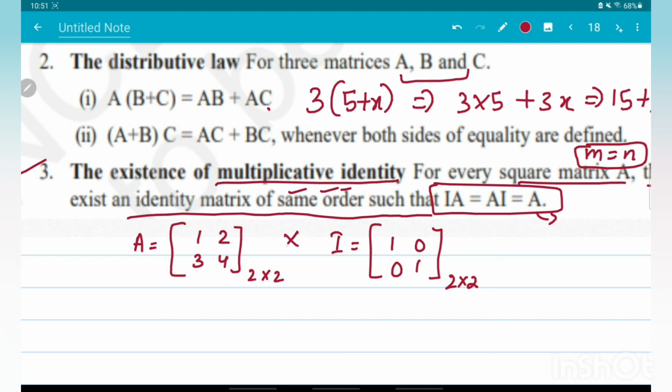Now when I multiply A cross I, or when I do I cross A, the final result will be the matrix A itself. That is what they wanted to say in this multiplicative identity. Whether I do I cross A or whether I do A cross I, both are going to be equal to the matrix A only. So this is about the multiplicative identity.